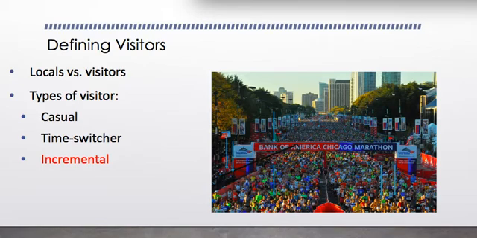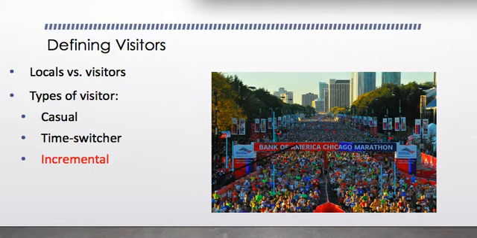So if someone comes to town for a family wedding, they're going to pay for that hotel anyway. They're going to go out to eat anyway. But the spending that they spend at the sporting event, we can account for, and we can consider that as economic impact. But otherwise, we don't want to consider their spending.